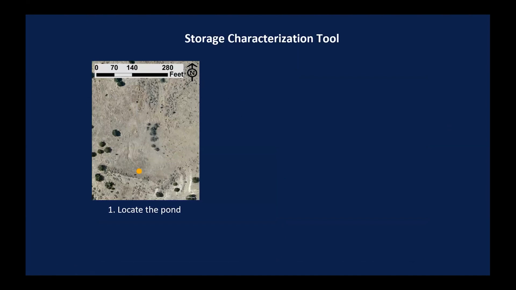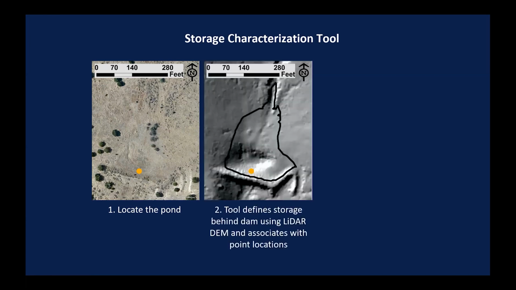Here's an example of the tool in use. We had a point identifying the location of a small stock pond. This was on one of the military bases in California that we were working on. So we know the location of the pond.